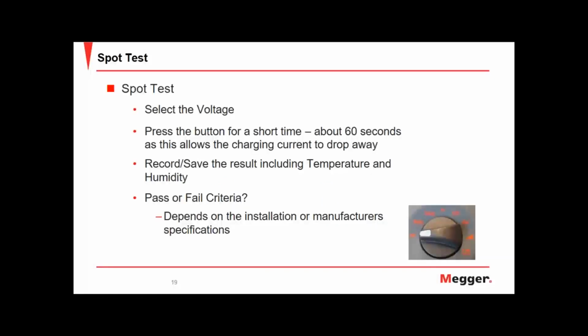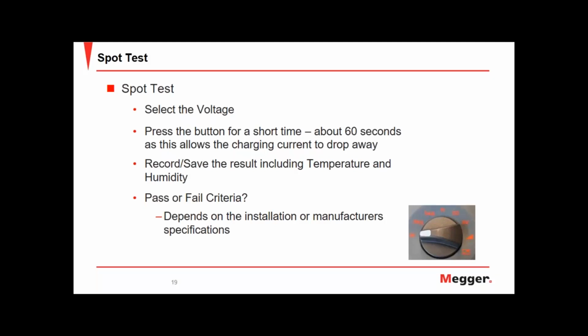So taking the spot test, it's very simple, as I mentioned earlier. You select the voltage, you press the button for a short time, could be 60 seconds, to allow for the charging of the capacitance. Once the capacitance has decayed away, you should see the current start to stabilize, and therefore you get a stable IR value. At that point, we can simply stop the test manually, record and save the result, including temperature and humidity. Again, these variables can change over time, so it's obviously best to record the actual conditions at the time of test. And we need to know the pass-fail criteria.